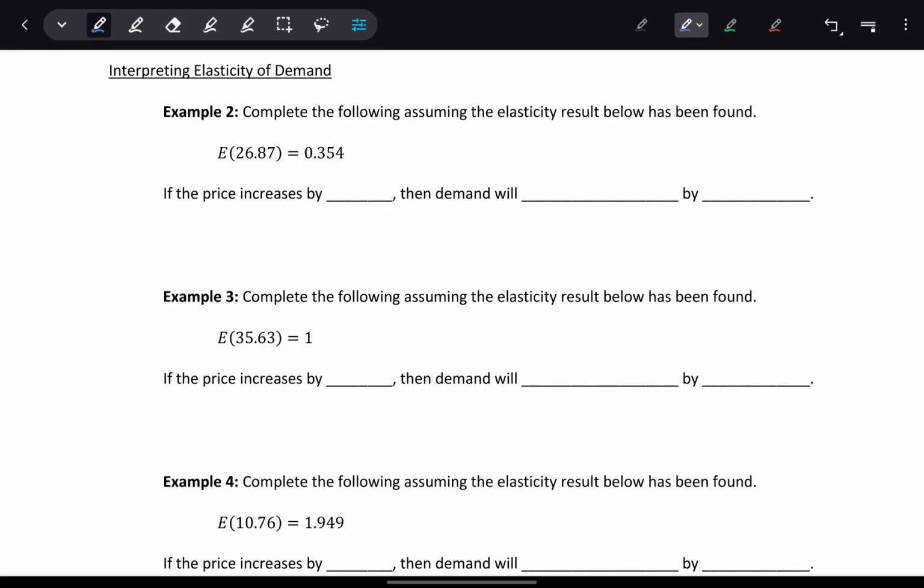So we found E of 26.87 is equal to 0.354. The value that was plugged into this function, 26.87, is the price point, P. So that's essentially saying we're charging $26.87 for that item right now. Then we end up with a value for E of P, which in this case is 0.354, meaning our elasticity value is strictly between 0 and 1, and we refer to that as inelastic demand.